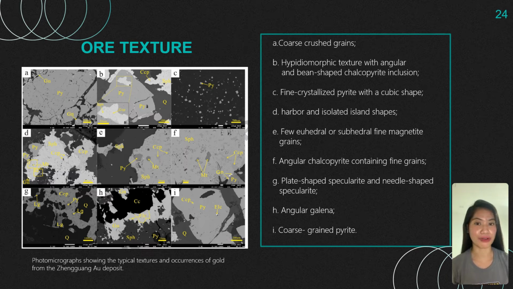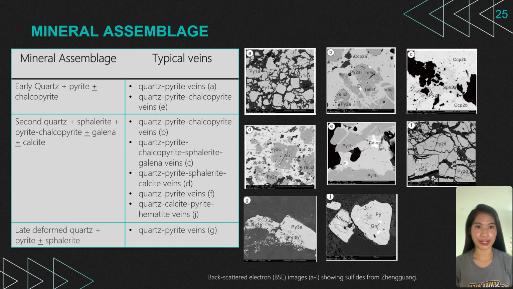Pyrite is the most abundant metallic mineral and generally coexists with various amounts of galena, bornite, sphalerite, and chalcopyrite. The ore mineral assemblages of the area comprise dominant pyrite, chalcopyrite, galena, sphalerite, and hematite. Minerals particularly closely associated with gold are pyrite, chalcopyrite, galena, and sphalerite.